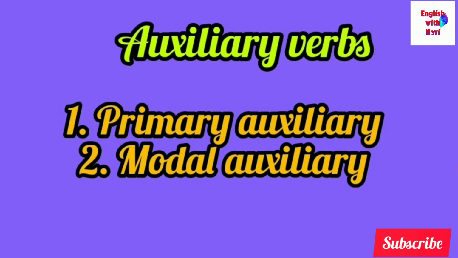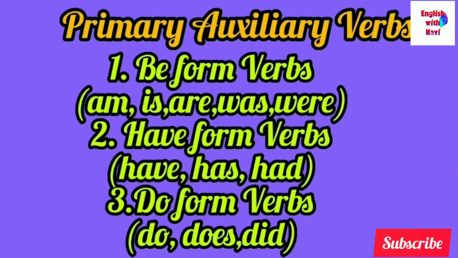And moving on to the next category of verbs, and that is auxiliary verbs. So basically, auxiliary verbs can be divided into two types: primary auxiliary verbs and modal auxiliary verbs. First, we are talking about primary auxiliary verbs. So primary auxiliary verbs can be classified into three forms: be form verbs, have form verbs, do form verbs.